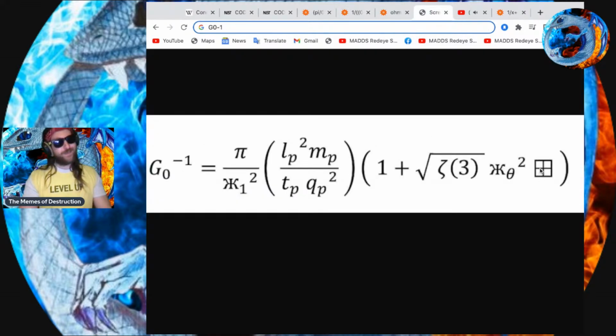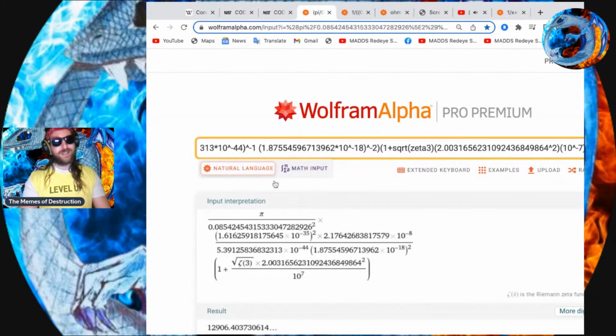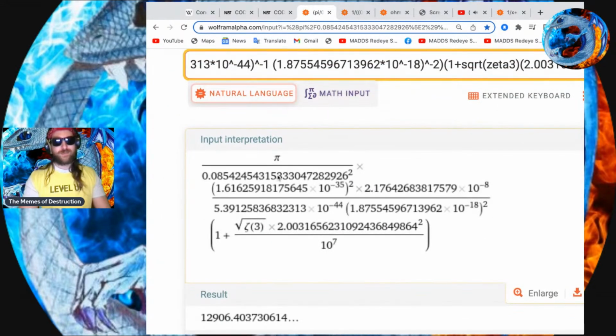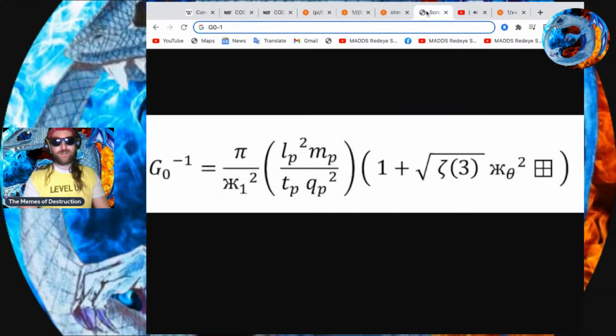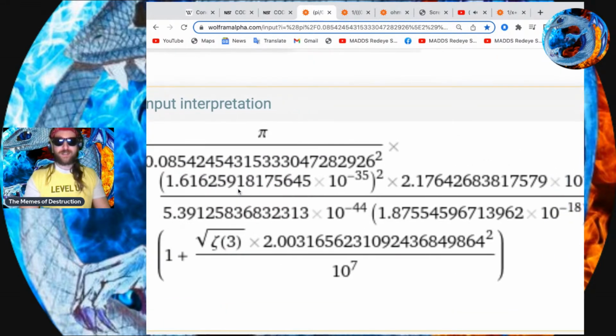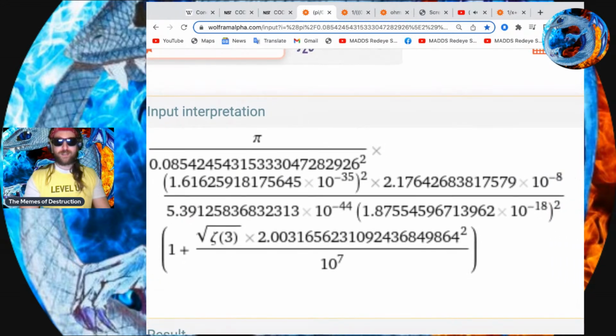And this is basically that Planck mass, Planck length, Planck charge. So it comes up to be 10 to the negative 7. So when we throw that all in, this is what we get here. So again, we've got our pi over our J1 squared there. All right, pi J1 squared. And then we get our boundary conditions on this next level. Let's make it a little easier to see.